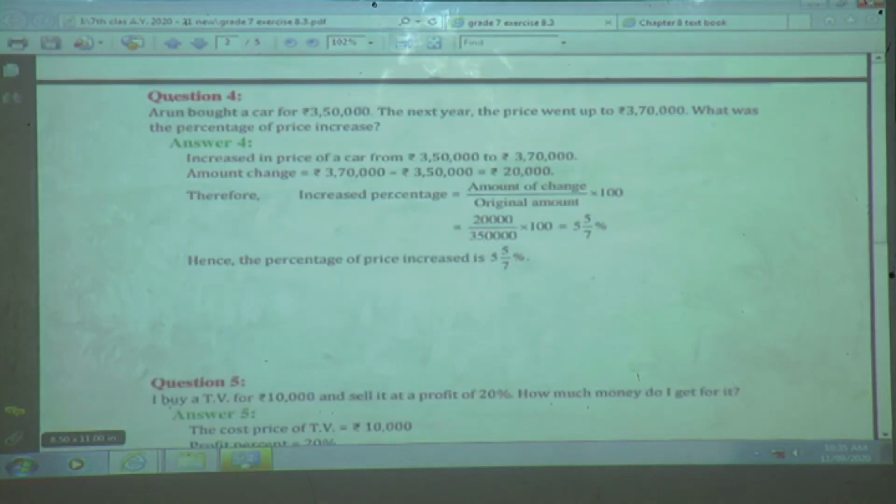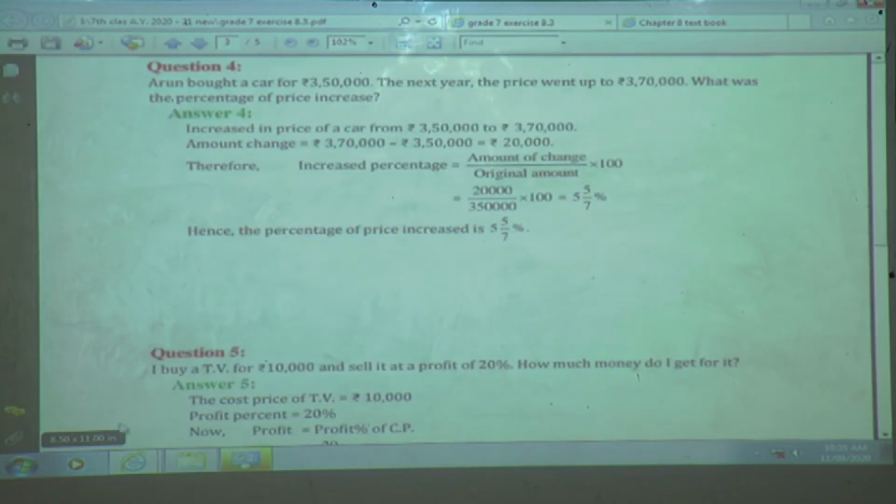Here we will see another word problem. Arun bought a car for rupees 3,50,000. The next year the price went up to rupees 3,70,000. What was the percentage of the price increase? Now here we know the amount Arun bought the car for. So the increase in the price of the car was from 3,50,000 to 3,70,000.